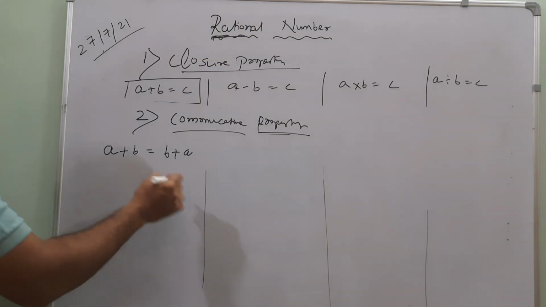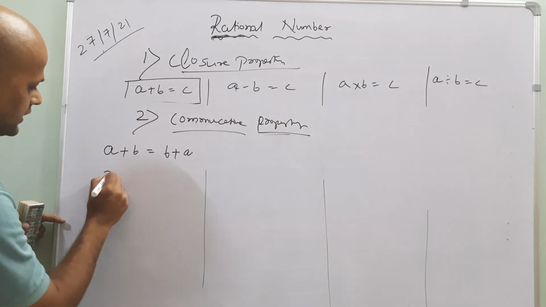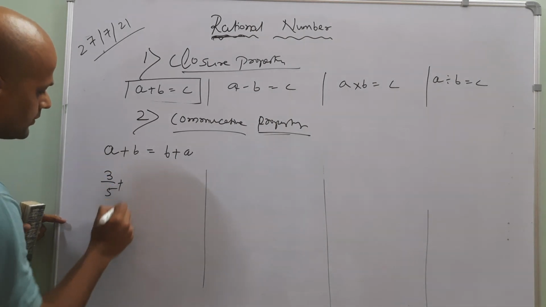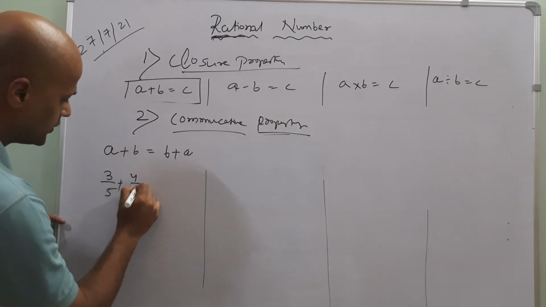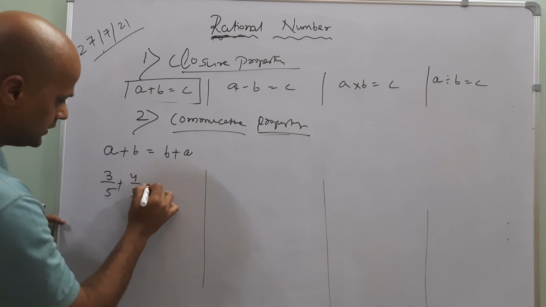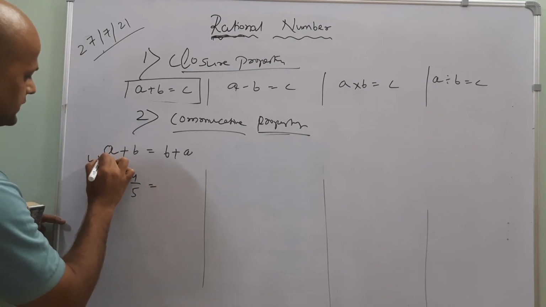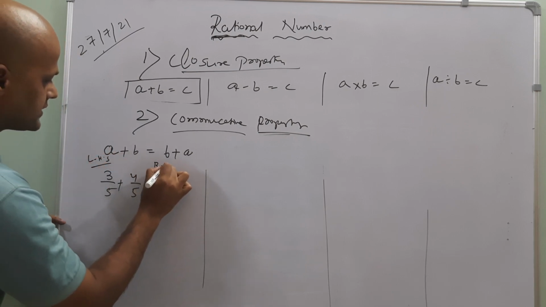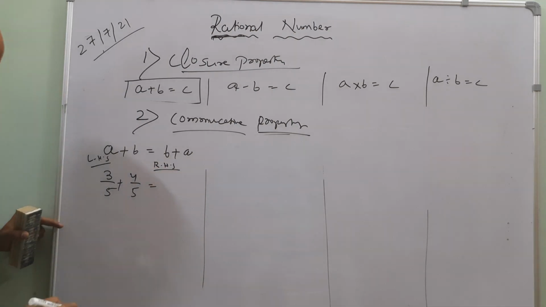Let's check one by one. In the case of addition, 3 by 5 plus 4 by 5. Here LHS and RHS. Let's see whether LHS is equal to RHS or not.